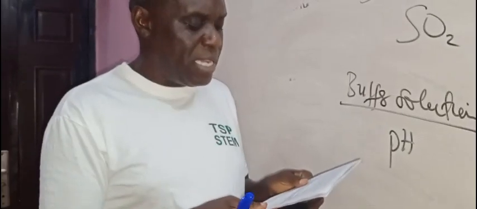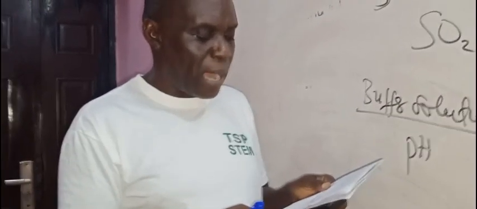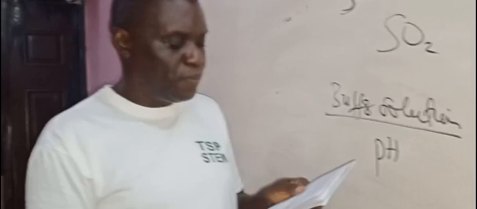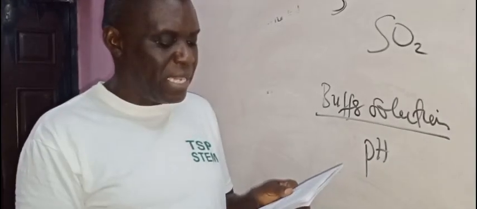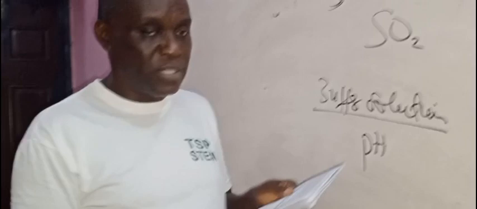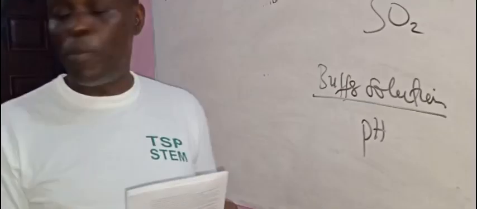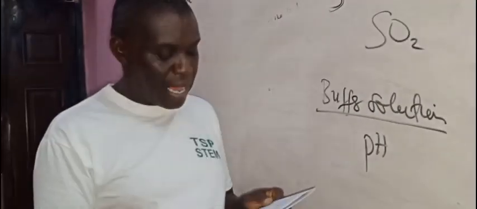Now, the depletion of ozone layer is caused by the release of dash in the atmosphere. Is it chlorofluorocarbon? Is it oxide of sulfur? Is it oxide of carbon? Is it oxide of nitrogen? Okay? The depletion of ozone layer is caused by the release of oxide of carbon. Oxide of carbon. To be precise, carbon 4 oxide, which you can also call carbon dioxide.